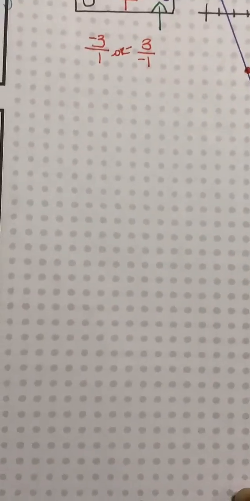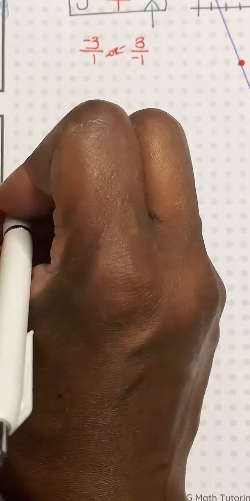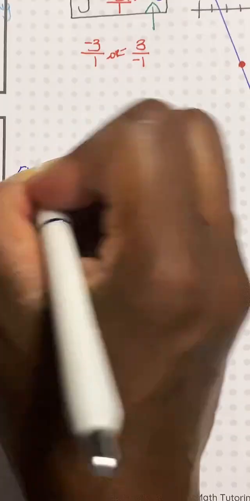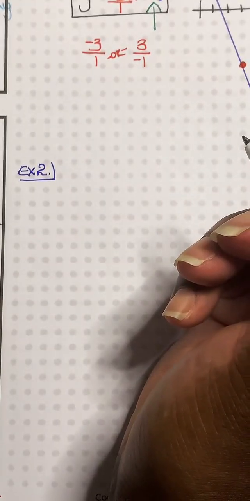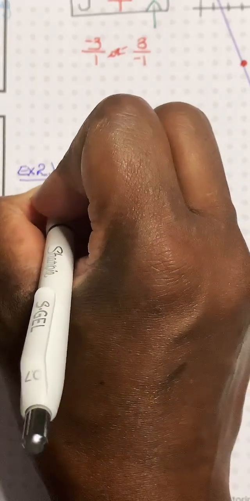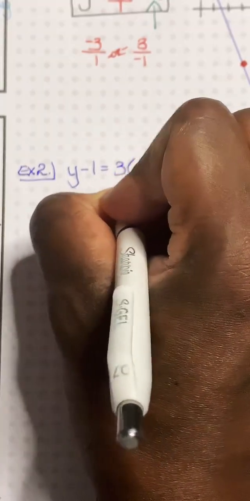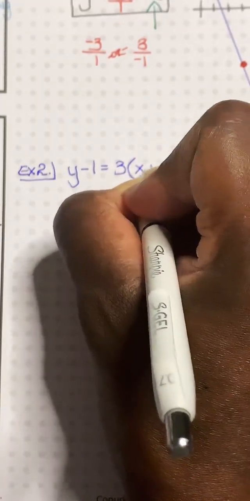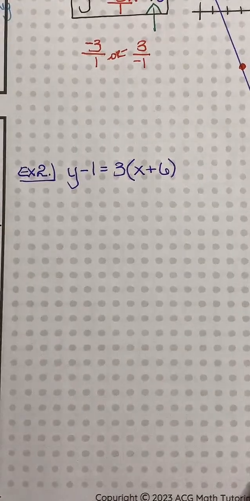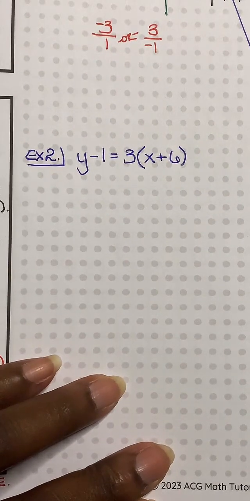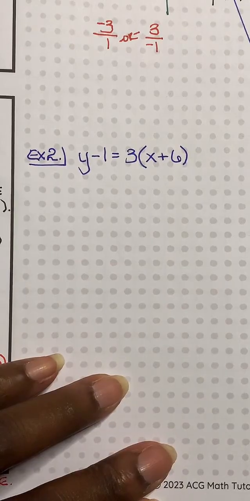All right, so let's try another one. Starting from beginning to end. So we got y minus 1 equals 3 times x plus 6. I'm going to wait this time to do the graph so I don't waste so much space. Gotta know what my y-intercept is before I can draw my graph.